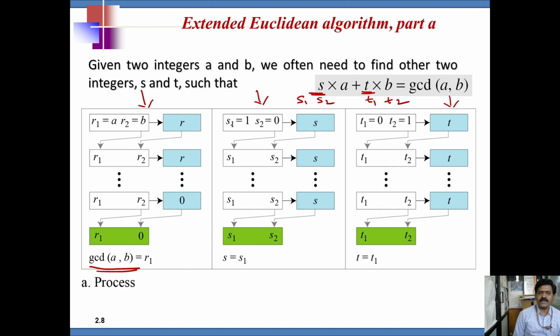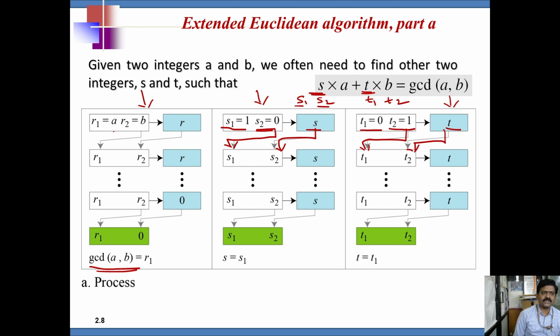The process for finding S variable goes this way. We take two temporary variables S1 and S2. S1 is assigned to 1, S2 is assigned as 0. On the T side, T1 is initialized to 0, T2 is assigned to 1. And from this, we calculate S and we calculate T. Subsequently, we reassign S2 to S1, S to S2. Similarly, T2 to T1, T to T2.